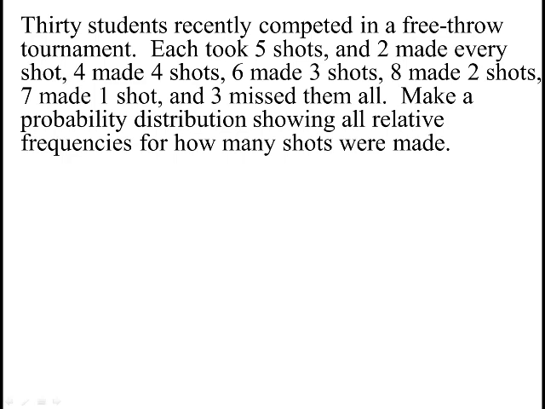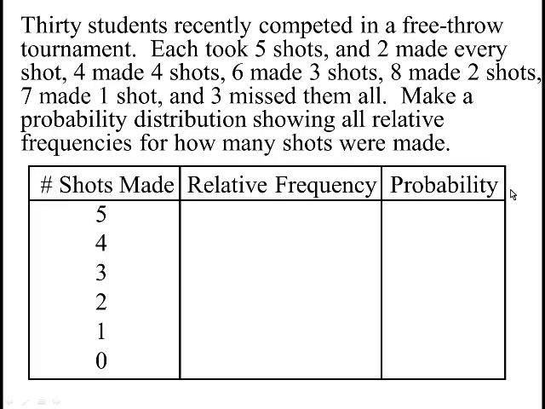So this is kind of a wordy one. They ask us to make a probability distribution showing all the relative frequencies. A probability distribution is nothing more than a frequency table with the probabilities thrown in on the end. So number of shots made. Let's see. Each took 5 shots. 2 made every shot. So the relative frequency was 2 that made all 5 shots.